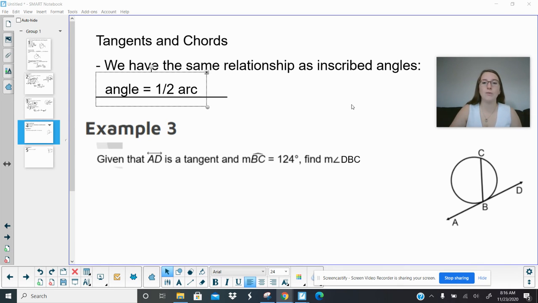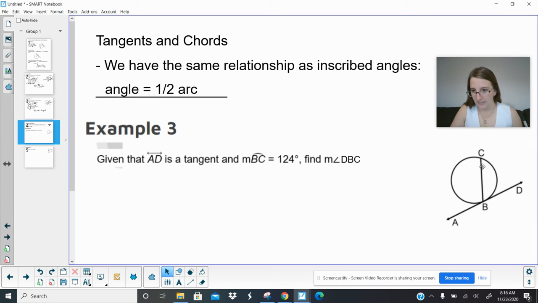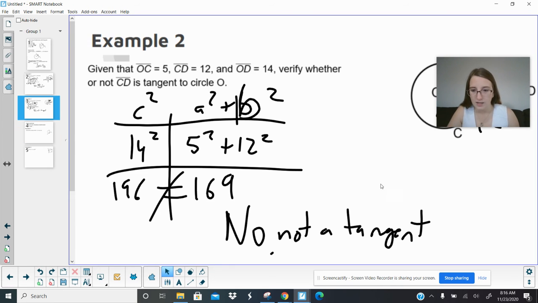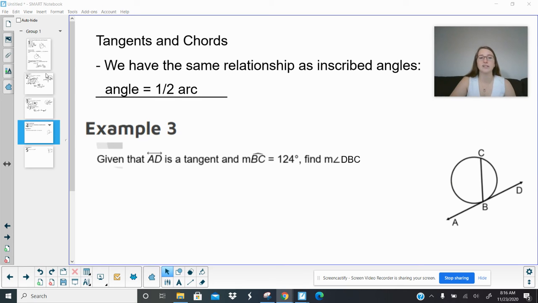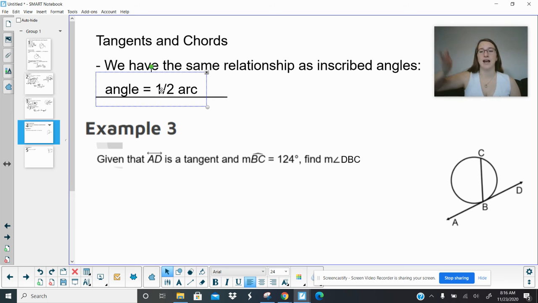So now we're talking about tangents and chords. So this is a picture we're looking at here. See, this is a chord and not a radius, because a radius goes from the center to the outside, and this goes from 2 outside points. This is a chord. This little one right here was a radius. I want you guys to make sure you understand the difference. So we have the same relationship as inscribed angles that we were working with on Friday, that angle equals half the arc. So remember that central angles is a different relationship.